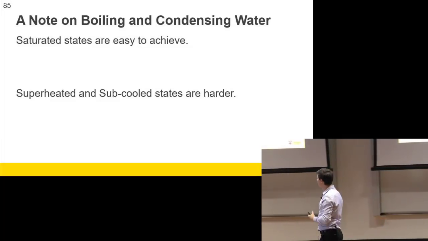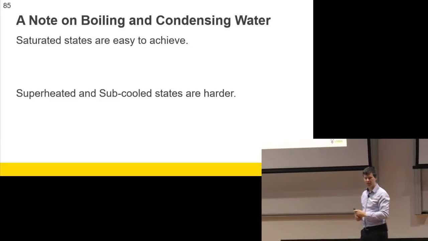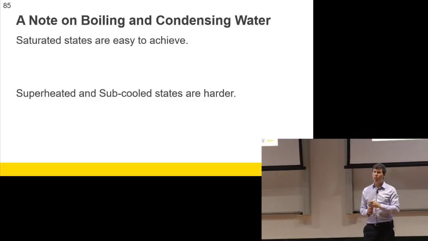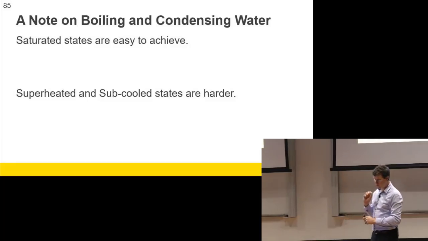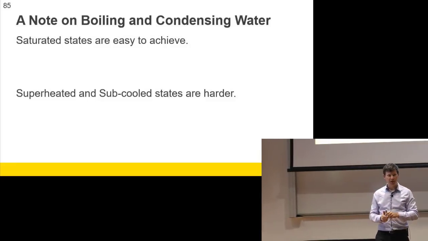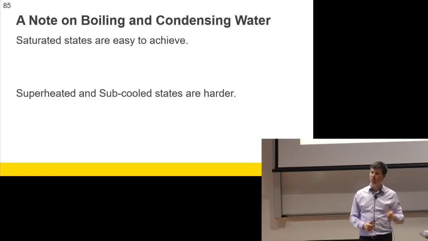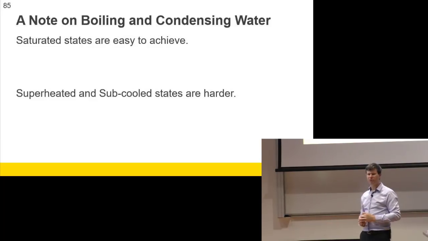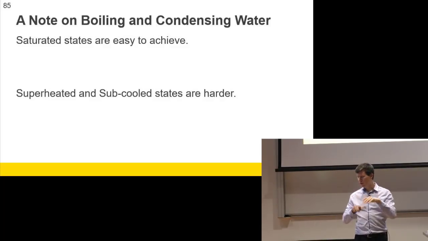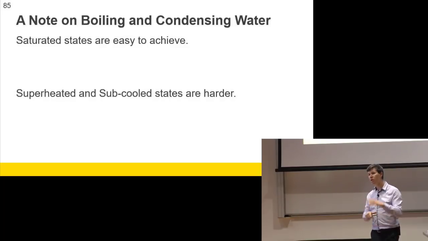When I had a kettle on the stage, with no control infrastructure at all, I could turn that kettle on, and when the water was boiling, I knew the temperature of the water and I knew the temperature of the steam coming off. So for a saturated state, I could almost open loop it. You guys haven't done control theory yet. That's okay. I could just pump heat into the thing, and as long as there was both a liquid and a vapor phase, I knew what the temperature was. So really easy to control, really easy to achieve saturated states.